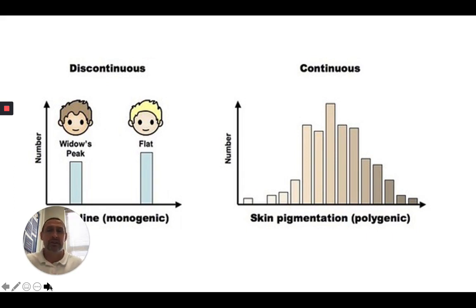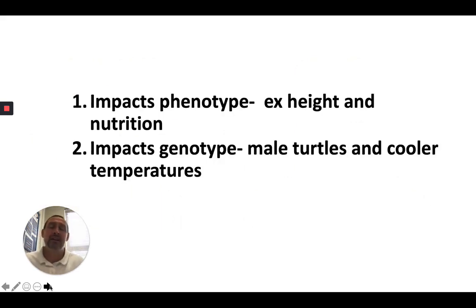Most are going to fall in the middle of that, but some are going to be on the one side, very dark. Some are going to be on the other side, very light, maybe even albino. But most are going to be somewhere in between. So the environment does play a role. It can impact phenotype. Once again, height and nutrition. So if you never get a square meal, or like muscular, you might have all the genetic potential to be very strong, but if you never work out and exercise, that genetic potential will never be realized.